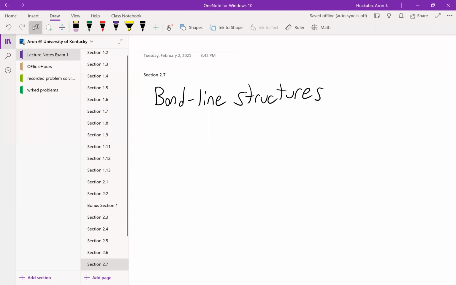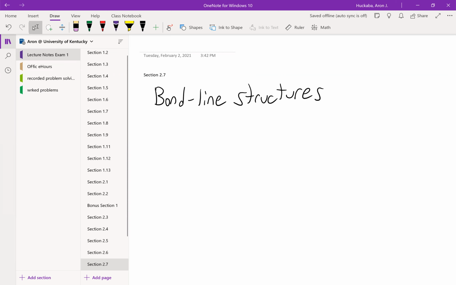Hello, we're going to be talking about section 2.7 in your book. Section 2.7 talks a little bit about resonance and gives you a basic introduction into that topic. The write-up is pretty decent, so give that a look.